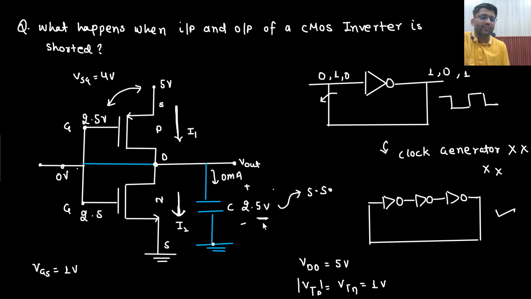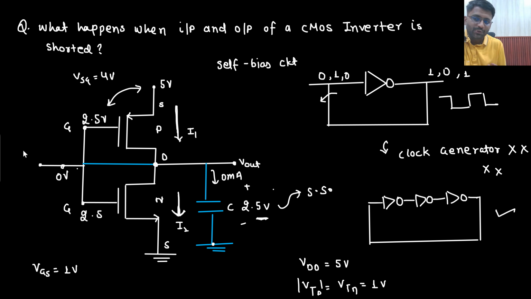Okay, so what is this 2.5 volt known as? This 2.5 volt is known as the switching threshold of the CMOS inverter. And what is this circuit known as? This circuit is known as a self-bias circuit. Why is it a self-bias circuit? Because it is biasing itself.